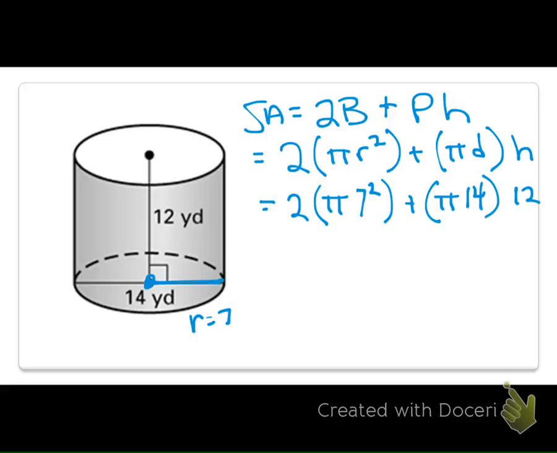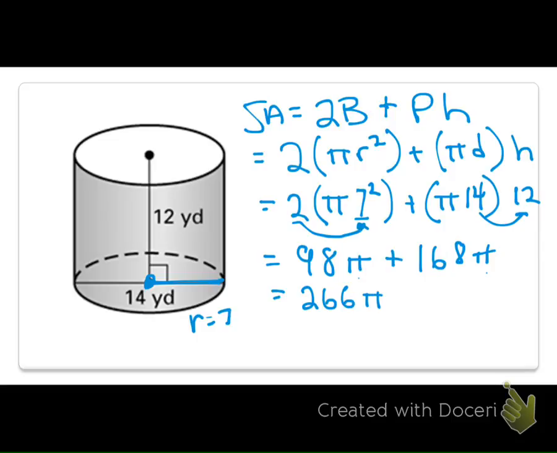So now I'm going to take care of some numbers here. I know 7 squared is 49, and I'm going to multiply that times 2 and get my 98. So I'm going to have 98 pi plus, I'm going to do the same thing here, 14 times 12, and that's going to give me 168 pi. So now I have two answers in terms of pi. Now these are like terms. Since they both have a pi on them, I can add these together. So when I do 168 plus 98, that is going to get me 266 pi.